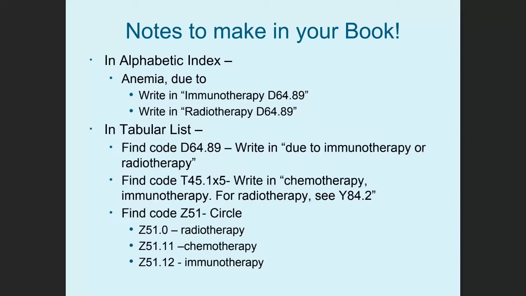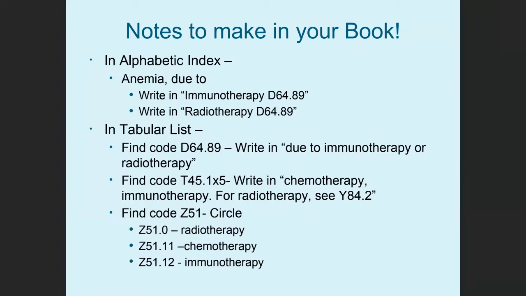It is impossible to remember all these guidelines. Here's some suggestions of notes to write in your book to help you remember the guidelines. So first we'll talk about the alphabetic index. Under anemia due to, it has chemotherapy, but it doesn't have the immunotherapy and the radiotherapy in there. So write them in alphabetically where they would be, so you know right away, because these codes are other anemias, but immunotherapy and radiation therapy are coded with the D64.89.